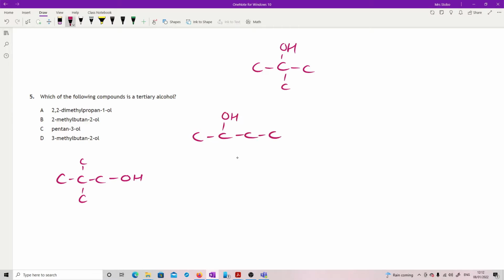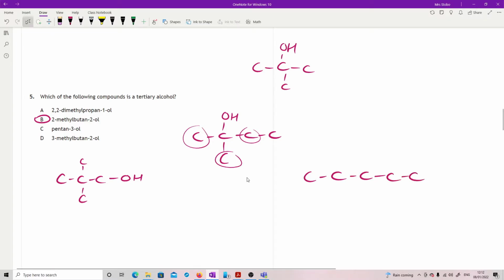I've then got 2-methylbutan-2-ol, 1, 2, 3, 4. Here's my OH group and a methyl group coming off this one. There we go, 1, 2, 3. There's my tertiary. Okay, pentan-3-ol, just to be clear, 1, 2, 3, 4, 5, and 3-ol.